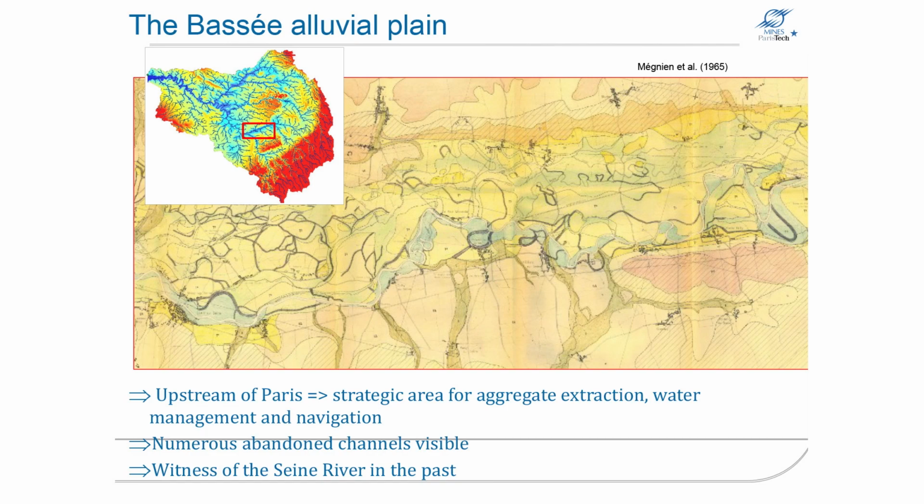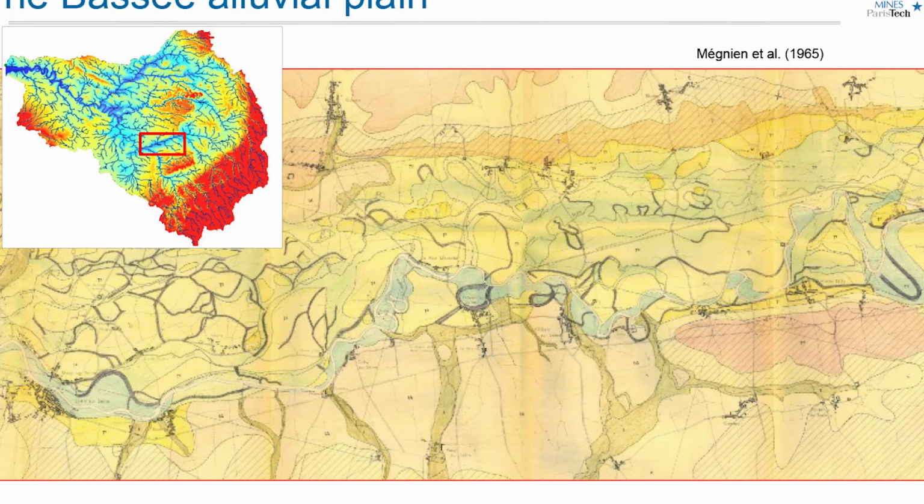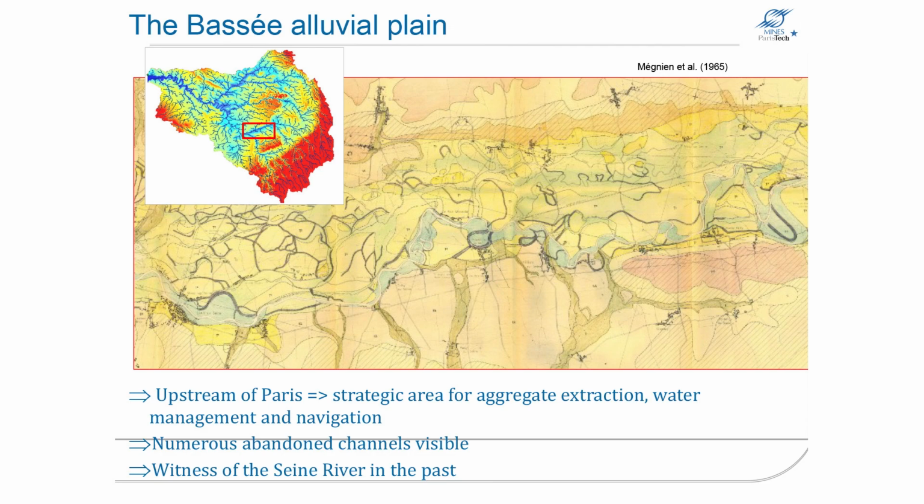So on the left-hand side, you have the DEM of the Seine River catchment. You have Normandy. Okay, so you have Paris around here. Here you have Fontainebleau, and the Bassée alluvial plain is here. And from old maps from the 60s, you can see numerous abandoned channels in here, which witnessed the migration of the Seine River in the past.